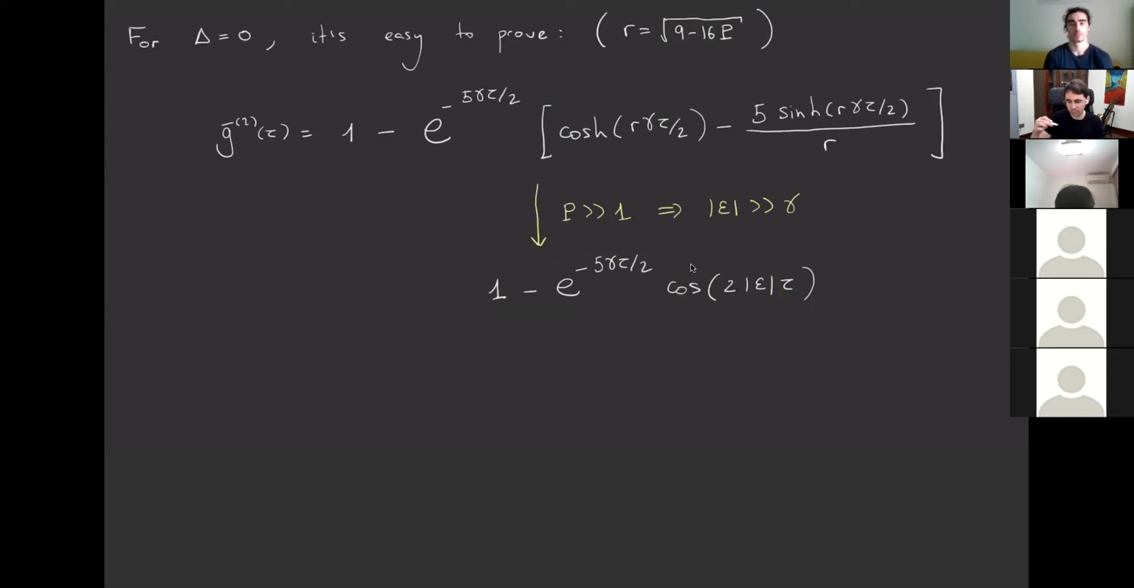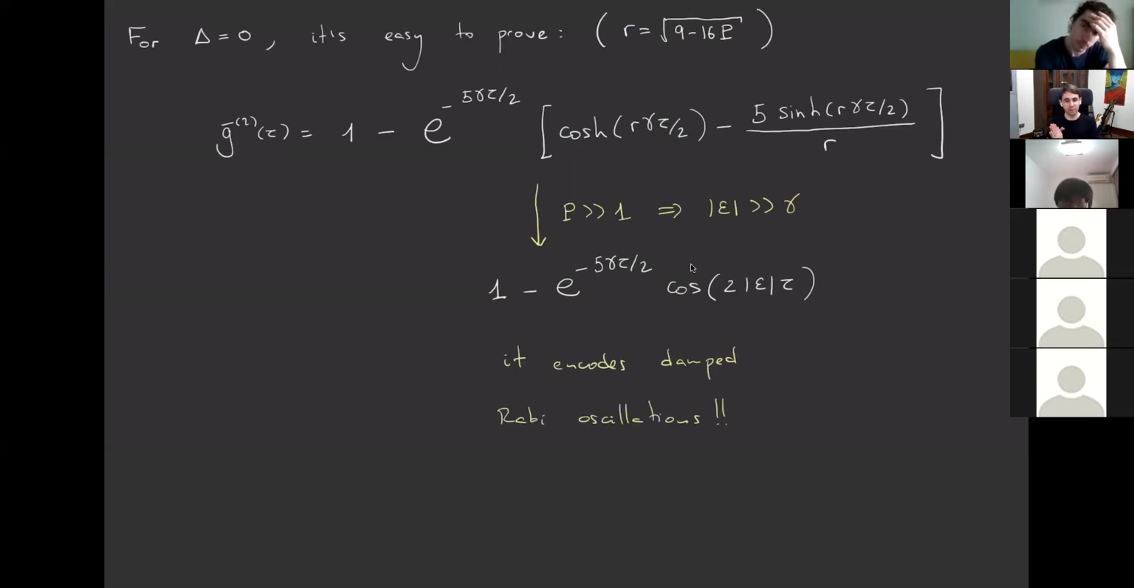And what is the oscillation of the cosine? The oscillation of the cosine is precisely the Rabi frequency, okay? This driving rate. So in other words, it's very interesting that the G2 function encodes, that is why I wanted to write it, damped Rabi oscillations. Okay.